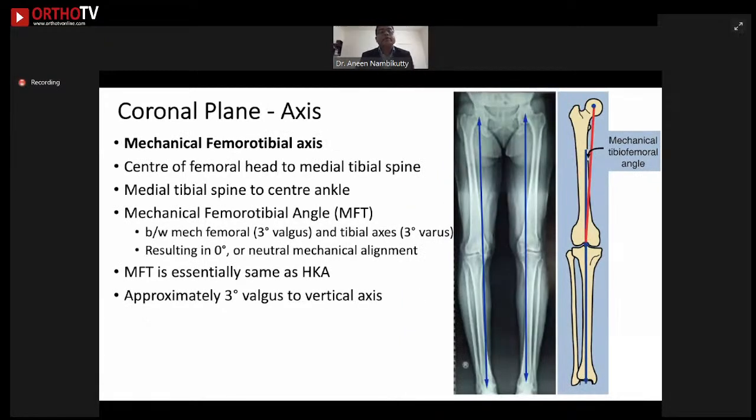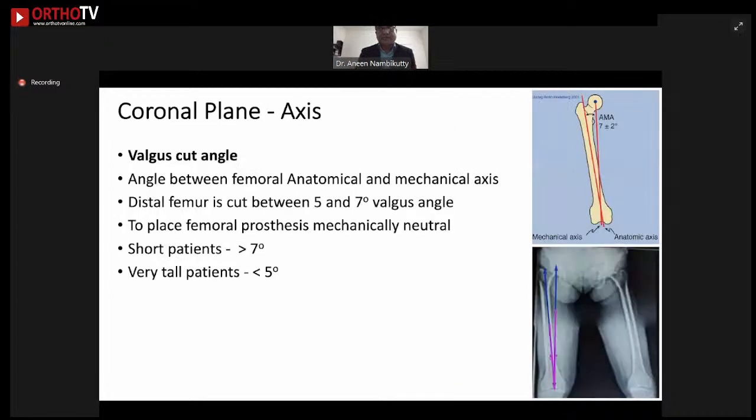And the mechanical femoro-tibial axis is from the center of the femoral head to the medial tibial spine to the center of the angle. The mechanical femoro-tibial angle is the angle between the 3-degree valgus femur and the 3-degree varus tibia, resulting in a zero or neutral mechanical alignment. It's the same as the hip-knee angle, or in real time, it is 3 degrees valgus when you take the vertical axis.